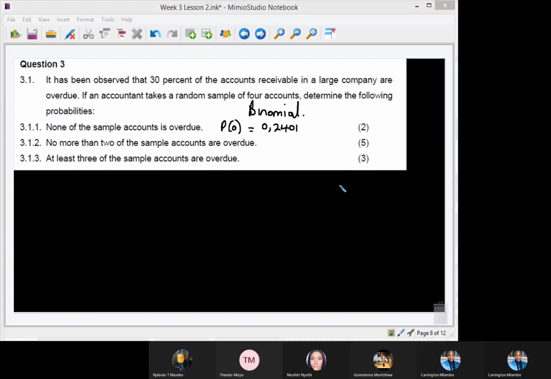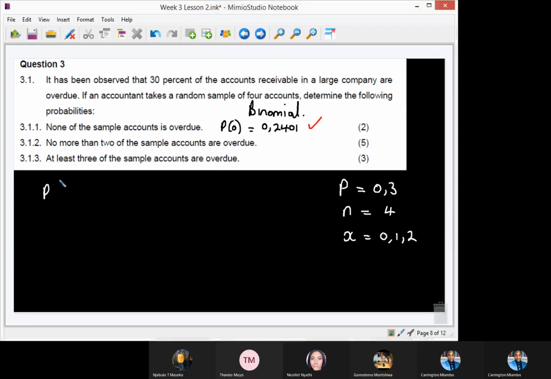Right. We know our P is 0.3. Our N is 4. What is our X now? No more than 2. So it is 0, 1, and 2. We end there. That's correct. But do you see we have already done for 0? You don't need to repeat it. We have calculated it. So we only need for 1 and 2.